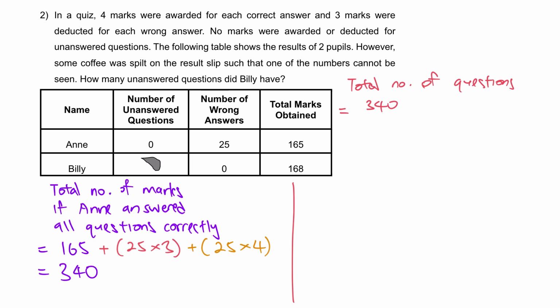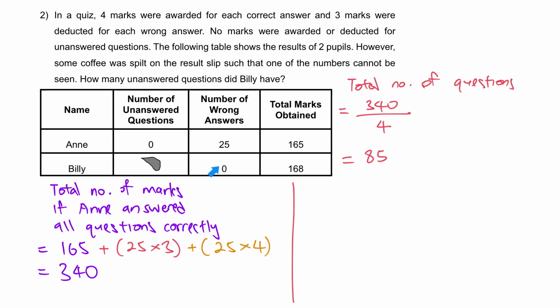If 340 is the total marks when all questions are answered correctly and each of them will be awarded 4 marks, we're just going to take that and divide it by 4, which will give us 85. So there are 85 questions in total. Next, knowing this, we can start to figure out how many unanswered questions Billy has.